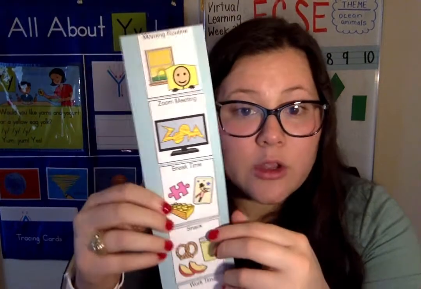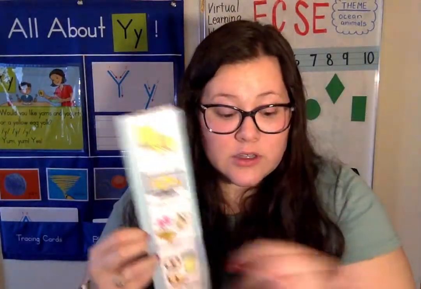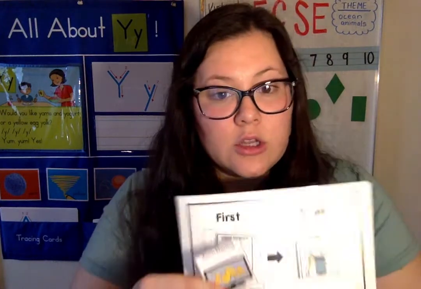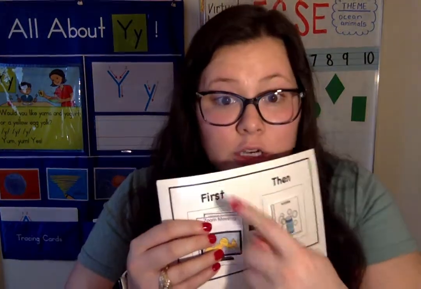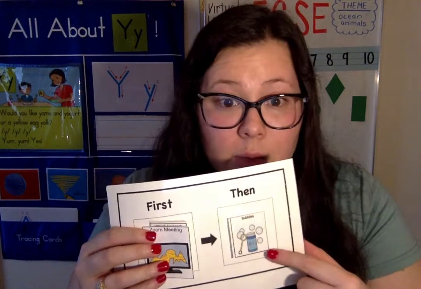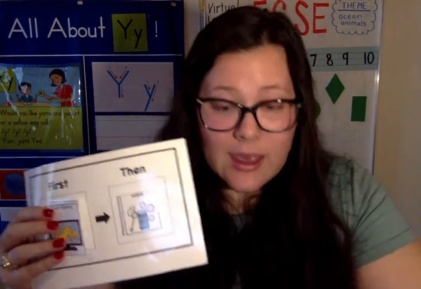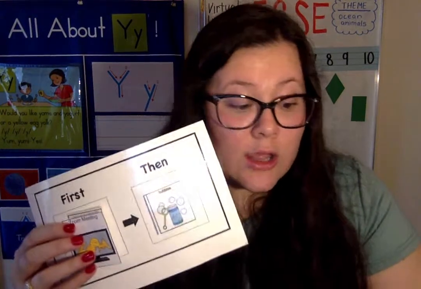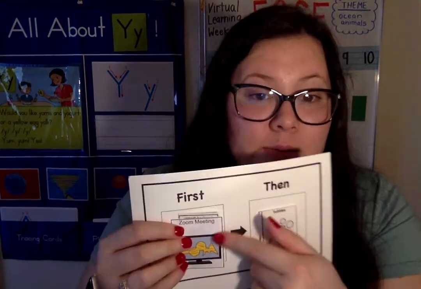And then what you can do is, if you do have these where they're removable, so say your Zoom meeting is removable because you either laminated it or used packing tape to laminate it, then when you are working with them, you can use this visual. First, you're going to do your Zoom meeting, then you get bubbles, or then you get cars, or then you get to color with crayons, whatever it is, but have them know their expectation.